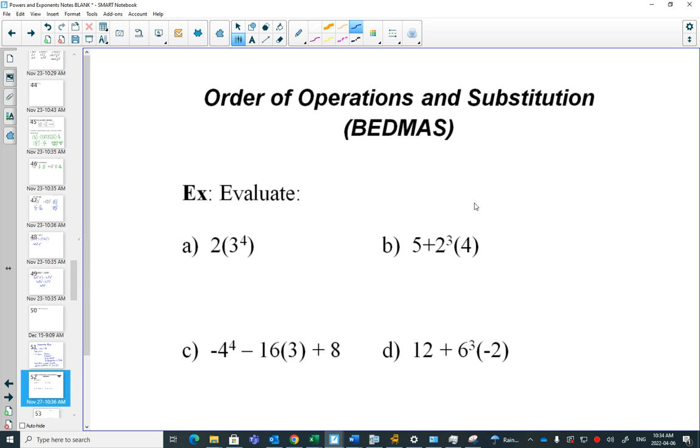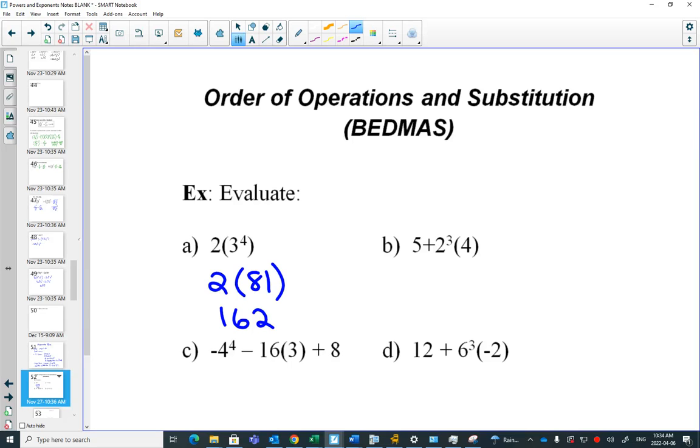Is there stuff to do inside the brackets? Yes. 3 to the 4. What is 3 to the 4? You could use your calculator there, or you could think 3 times 3 times 3 times 3, same as 9 times 9, and get 81. And then 2 times 81. Again, if you needed your calculator for that, that's fine. But we want to try to do as many things without our calculator as possible.